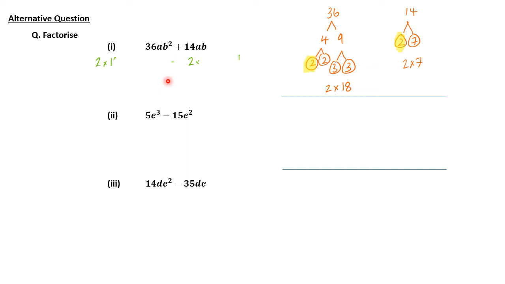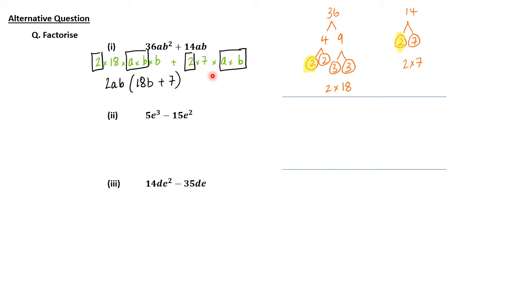So if I write that out with the algebraic bits as well, I've got 2 times 18 times a times b plus 2 times 7 times a times b. So I can see my common factors are 2, and also a times b is common in both as well. So my highest common factor there is 2ab, so I can pull that to the front of my bracket, and that means I've got 18b plus 7 inside the bracket.